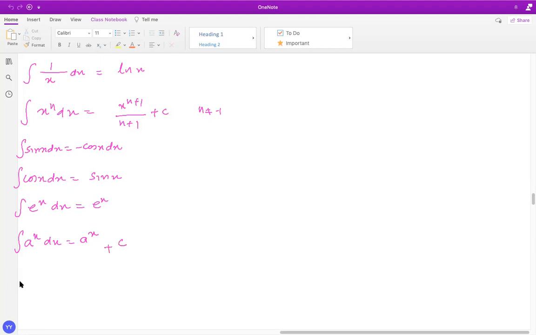And integration of the other stuff that is at a higher level, let's say if I've got integration of sec square x, it is nothing but tan x. And there are other formulas I can write down, but I'm just going to take these ones to explain the properties. That is going to be very, very important. So these are the basic formulas.